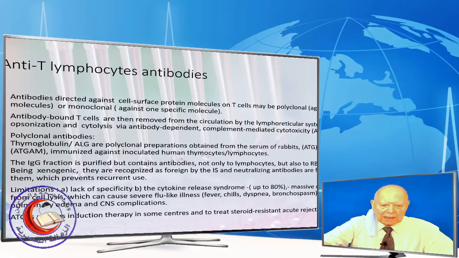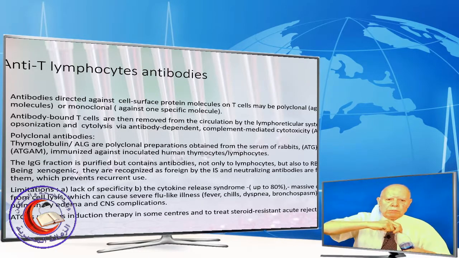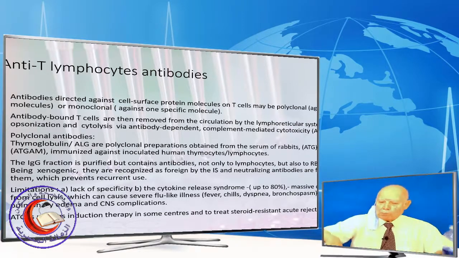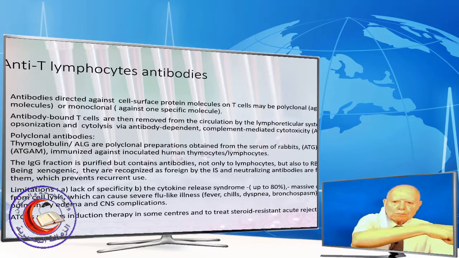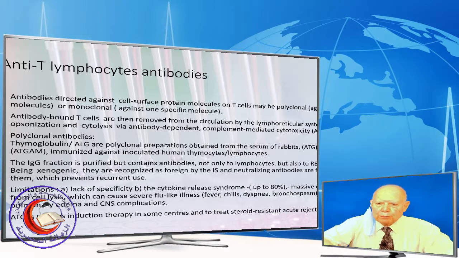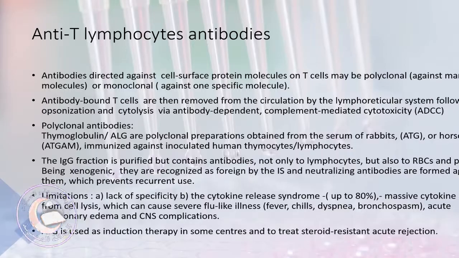Polyclonal antibodies, which are active against many types of molecules, include thymoglobulin, anti-lymphocytic globulin. These are polyclonal preparations obtained from the serum of rabbits, in the case of anti-thymocytic globulin, or horses. The preparation from horses is known as ATGAM. We immunize these horses by inoculating them with lymphocytes or thymocytes from humans.